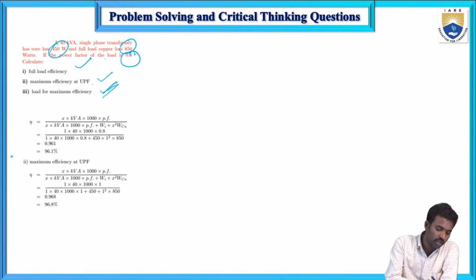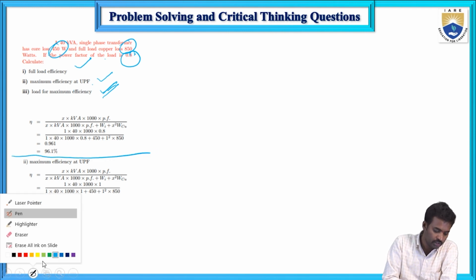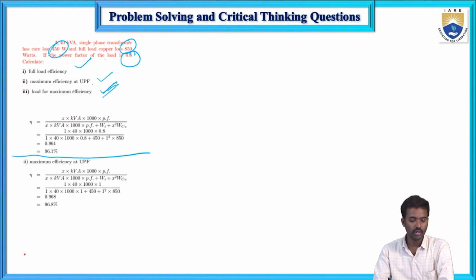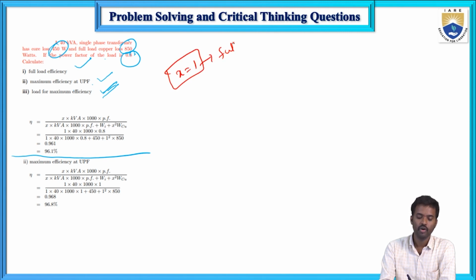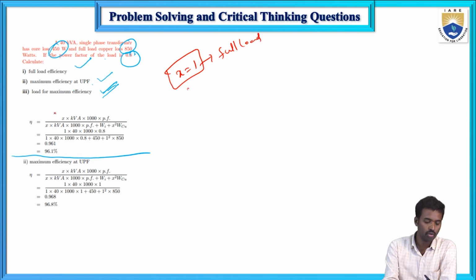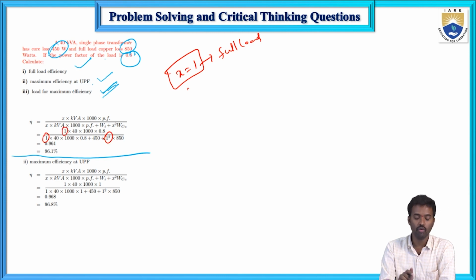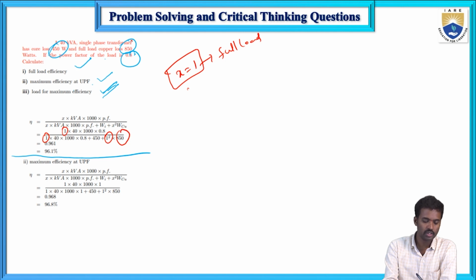So first, for the first case, let me change the color. Here X equals the fraction of load. For full load, X equals 1. For half load, X equals 1 by 2. Now here X equals 1. These are the copper losses, and these are the iron losses, the core losses.